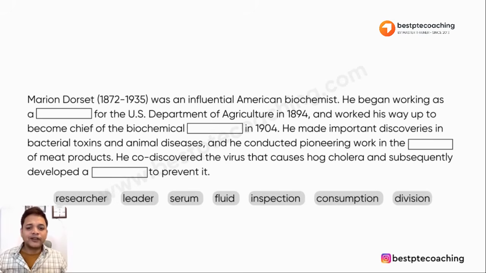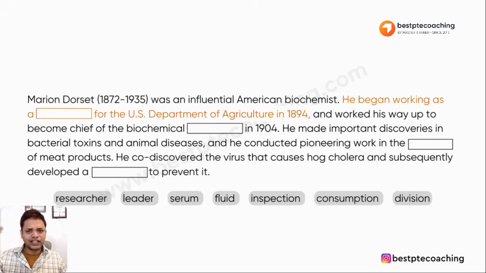Right, it's about a biography of a biochemist. Biography of a biochemist. Interesting. So we will start answering the first blank. He began working as a blank. So definitely it is going to be a singular noun, because a is there. A always wants a singular noun. He started working as a blank for the US Department of Agriculture in 1894. Working as a what?